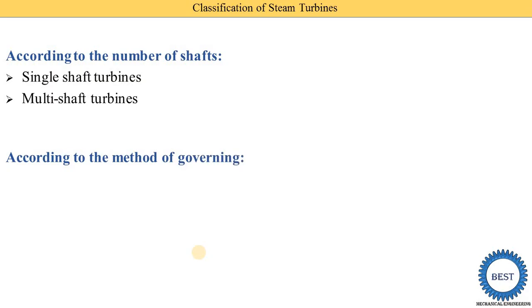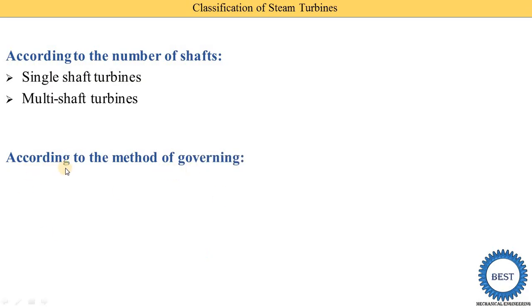Next classification is according to the number of shafts, meaning how many shafts are there in a turbine. The first one is the single shaft turbine, meaning only one shaft is there. On this one shaft, various stages are there. It is called a single shaft turbine. The second one is the multi shaft turbine, where multiple stages are there in the turbine, so they use different shafts for the multiple stages. It is called a multi shaft turbine.